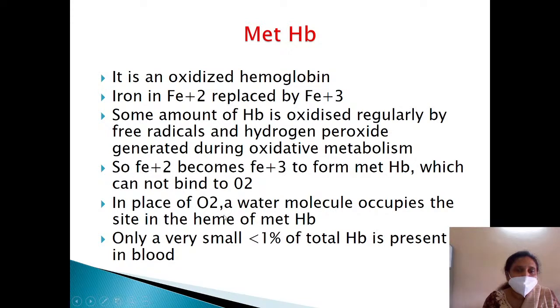So in place of oxygen, a water molecule occupies a site in the heme of methemoglobin. Normally less than 1% of methemoglobin is present in blood. These free radicals and hydrogen peroxide are continuously produced and may continuously oxidize Fe+2 to Fe+3, but the total concentration of methemoglobin is less than 1%.